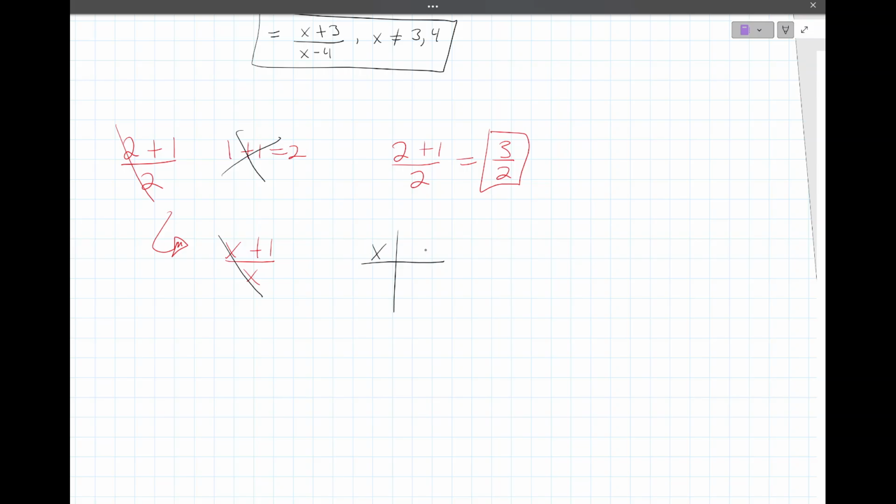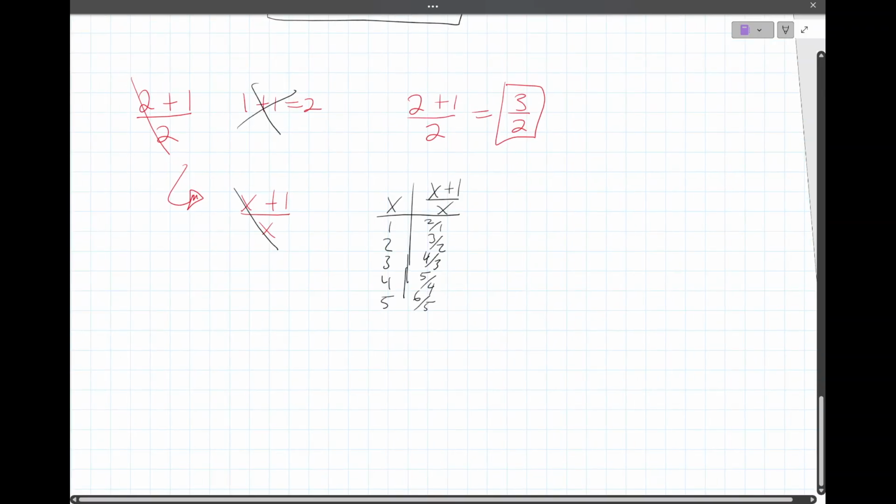But let's just look at a chart. If we had x and (x + 1)/x, let's not do 0, because we can't have that. That's a restricted value. 1, 2, 3, 4, right? If I did 1, this would be 2 over 1. If I had 2, that'd be 3 over 2. If I had 3, that would be 4 over 3. If I had 4, that would be 5 over 4. If I had 5, that would be 6 over 5. I can't cancel it out. It actually changes all the time, right? And if I treat it just as 1 + 1, that's 2, well, that's not going to work either.